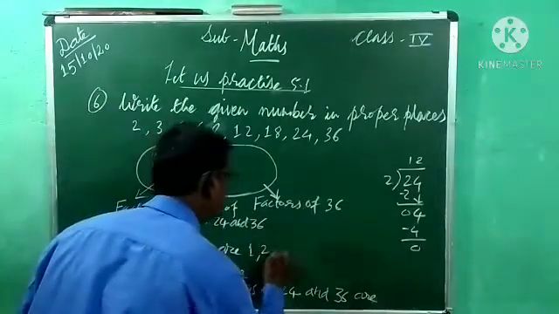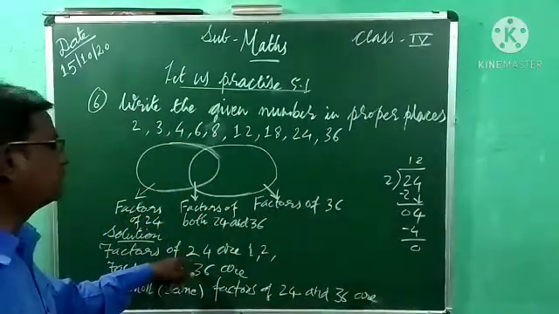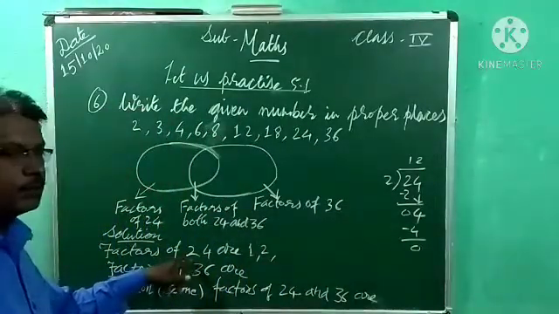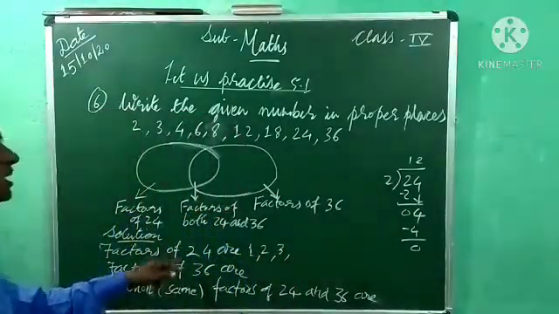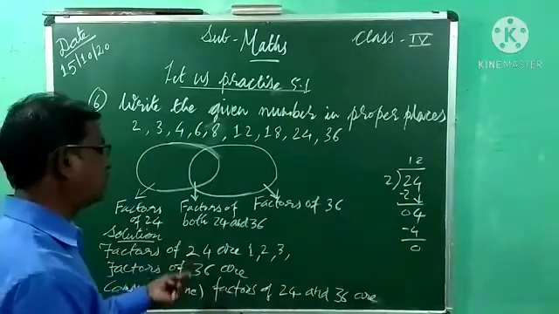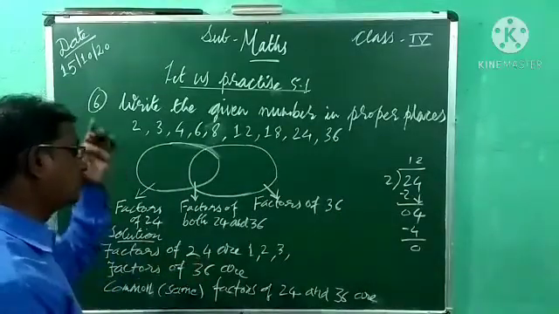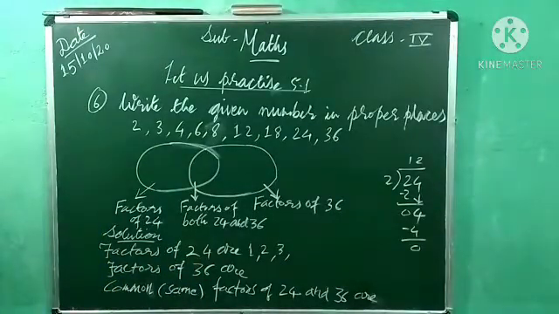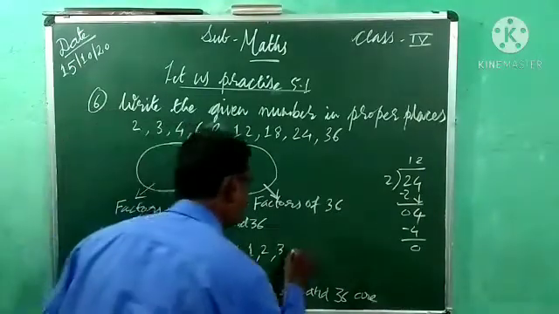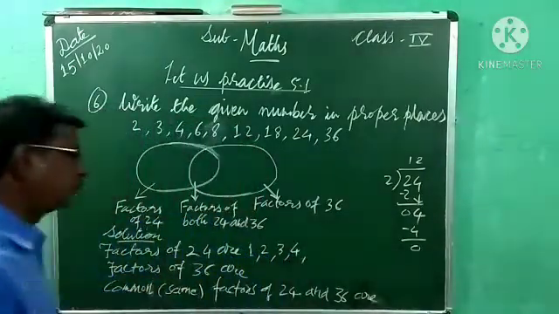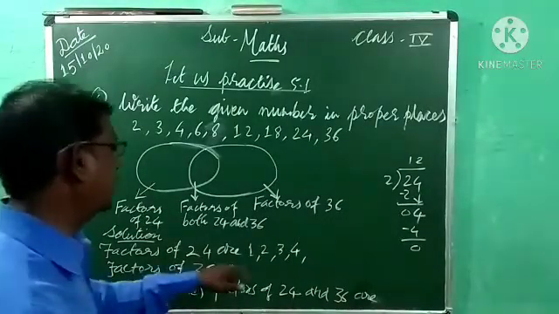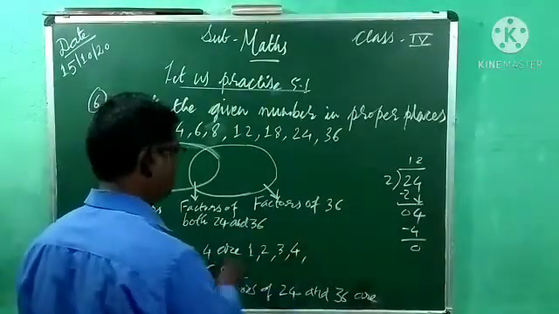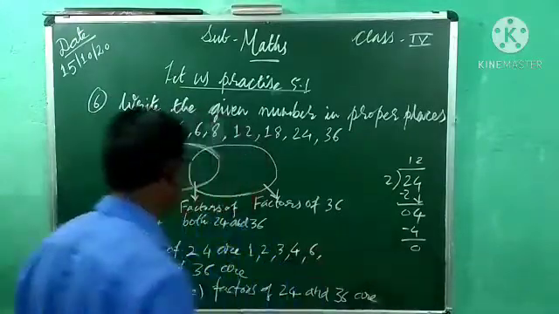In the 3's table we get 24: 3 eights are 24. In the 4's table we also get 24: 4 sixes are 24. We have to look at the tables from 1 to 24. In the 5's table we are not getting 24, we get 25, so we can't write 5. 6 fours are 24, so 6 is also a factor of 24.